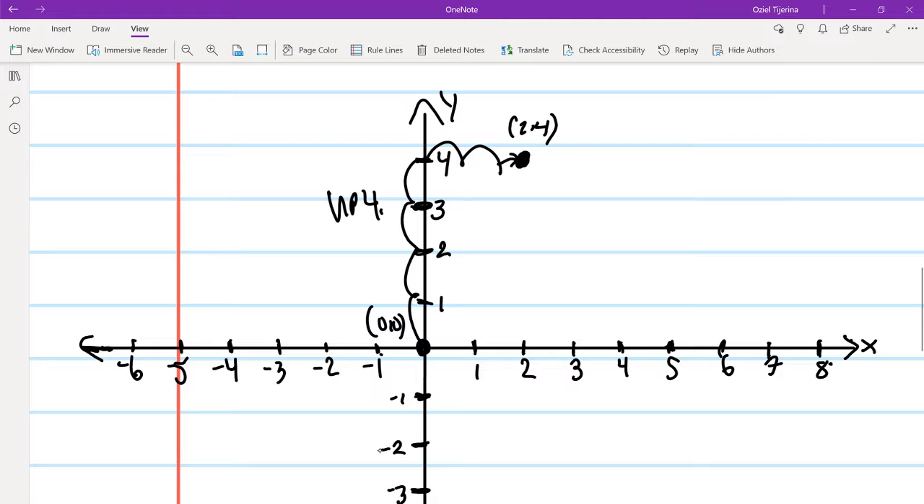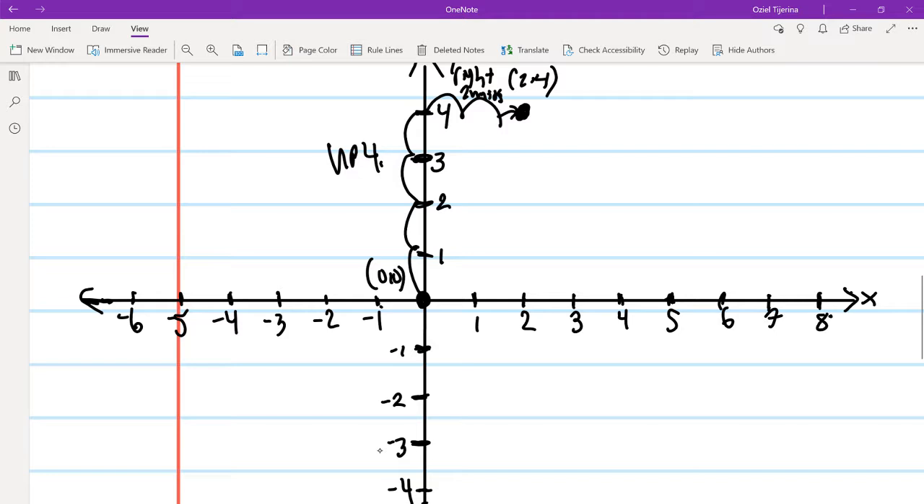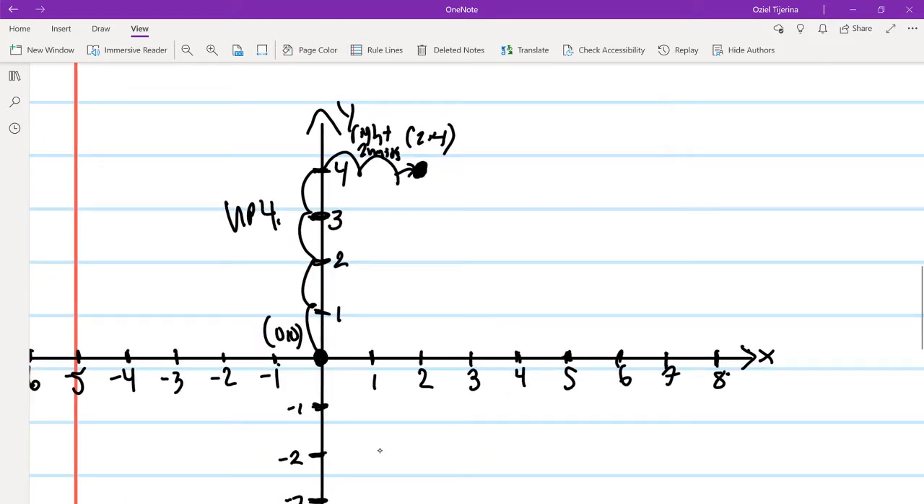So your slope, this is right 2 units. So your slope would be rise over run. So you would say 4 divided by 2, and it would be 2.